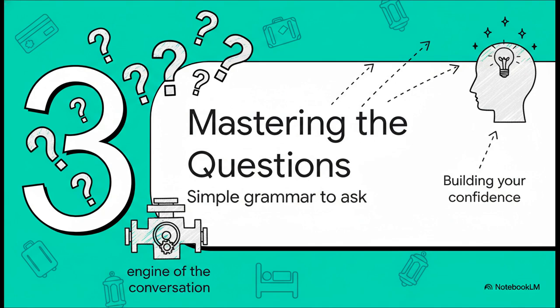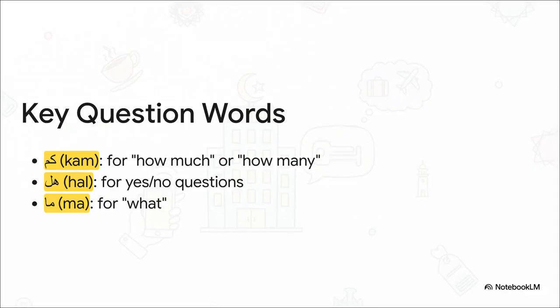If you can ask the right questions, you're in control. And you know what? It all boils down to just 3 little words. First, you've got kam, which means how much or how many. Think kam asir, how much is the price? Then there's hal. This is super useful. You put it at the beginning of a sentence to make it a yes or no question. Like, hal yashmul al-iftar? Does it include breakfast? And finally, ma, which just means what. Like, ma ismuk, what is your name? Seriously, these 3 words are like your secret weapons.